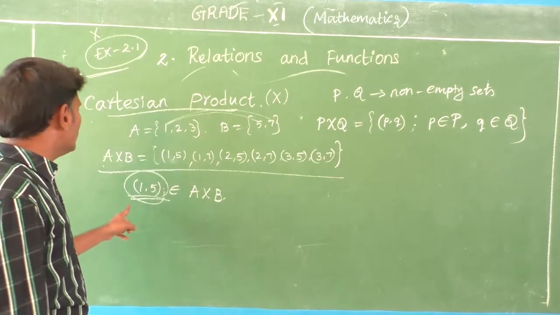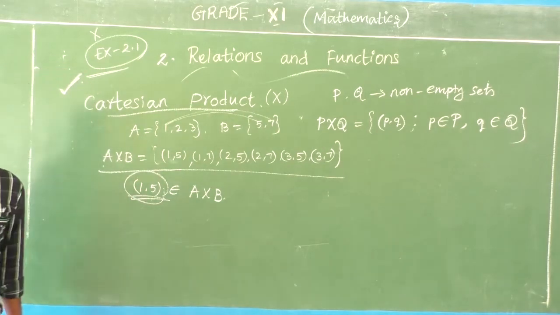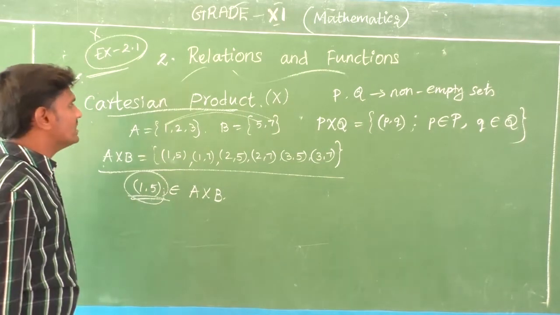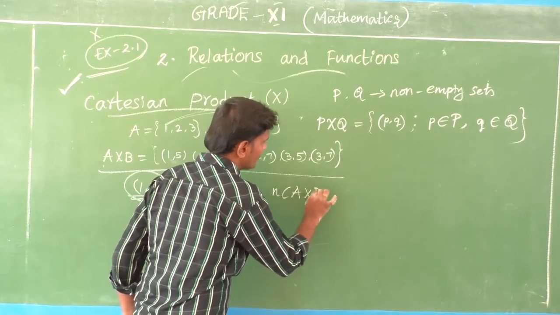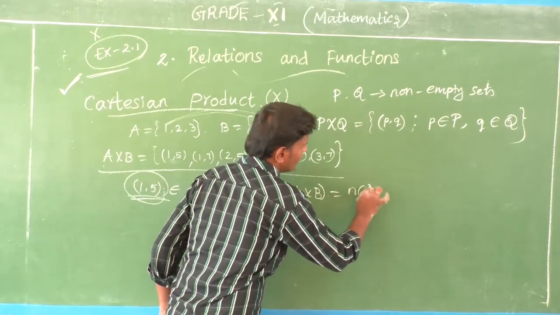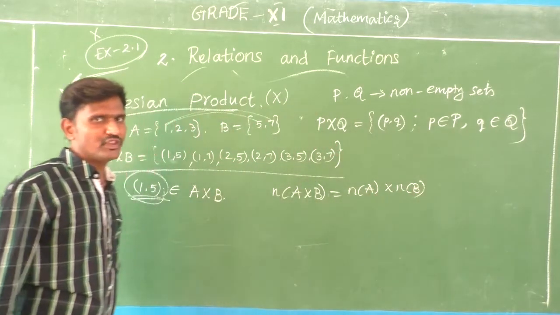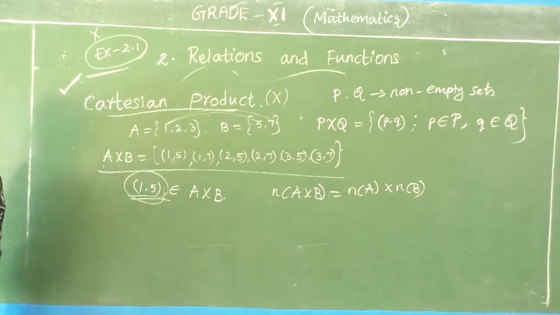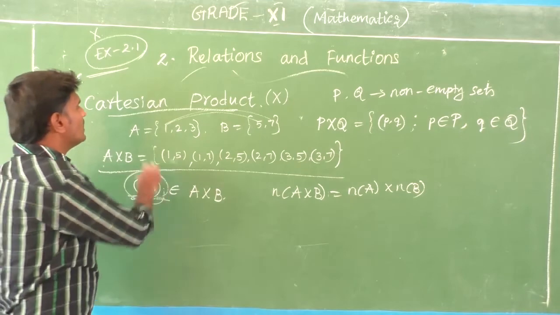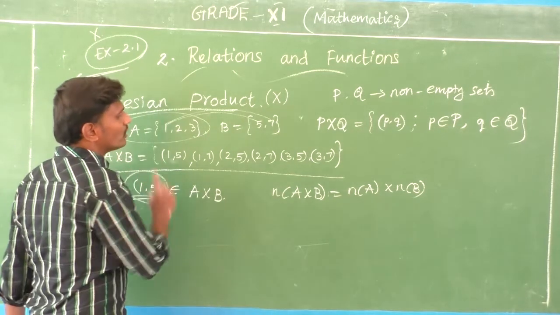Okay, fine. Now, so this is your A cross B. How to find the cross product? Have you understood, students? Now listen, one more very important concept: N of A cross B is equal to N of A times N of B. How to prove that? Do you know what N of A is? N of A means the number of elements in the set A. Now A has how many elements? 3 elements. So N of A equals 3.